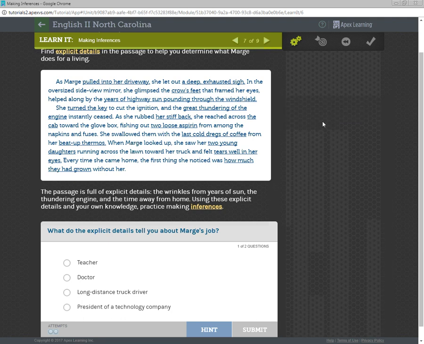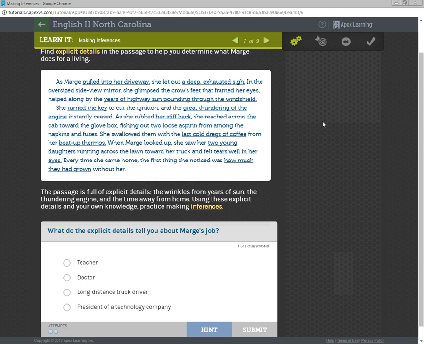She turned the key to cut the ignition, and the great thundering of the engine instantly ceased. As she rubbed her stiff back, she reached across the cab towards the glove box, fishing out 2 loose aspirin from among the napkins and fuses. She swallowed them with the last cold dregs of coffee from her beat-up thermos. When Marge looked up, she saw her 2 young daughters running across the lawn towards her truck and felt tears well up in her eyes. Every time she came home, the first thing she noticed was how much they had grown without her.